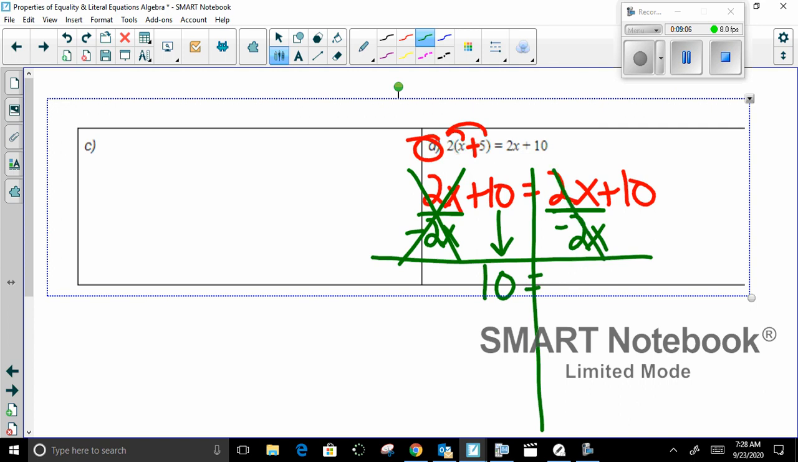Anything minus itself is 0. Some people want to put x, but remember, 0, and then if you have the x next to it, 0 times x is 0. That's why it cancels. We don't even put it. So now I'm left with a 10.